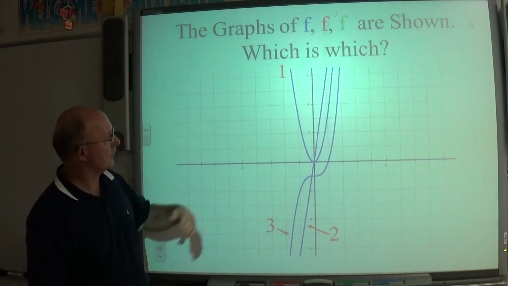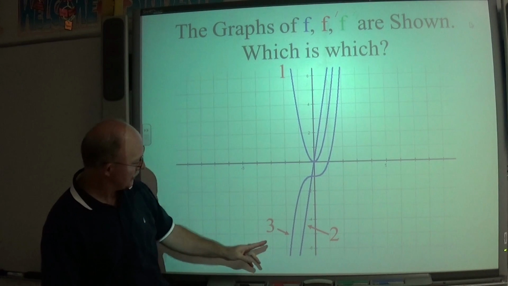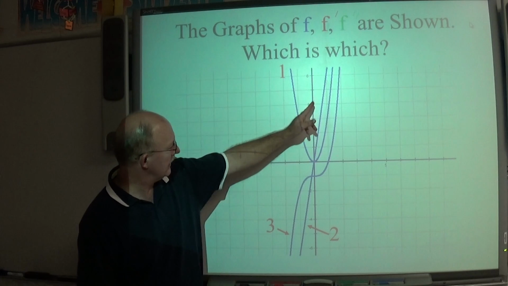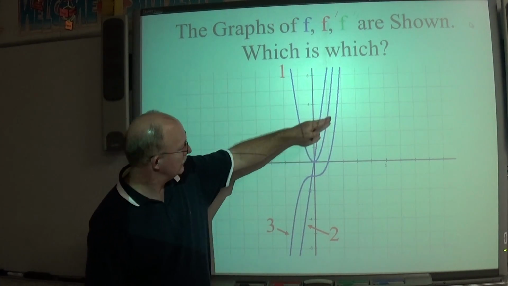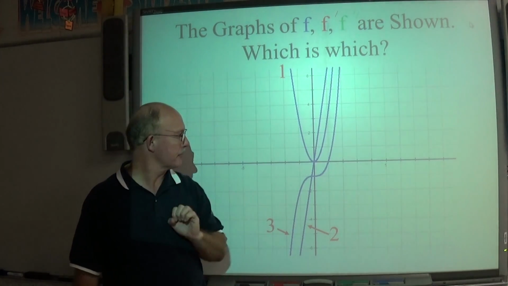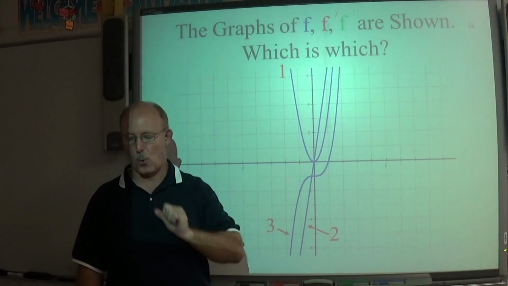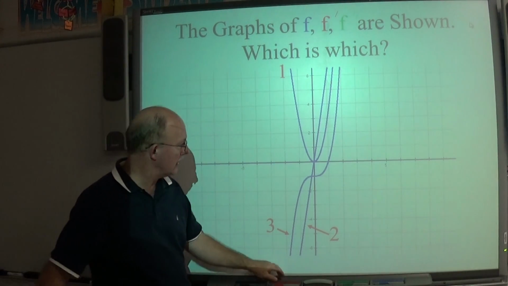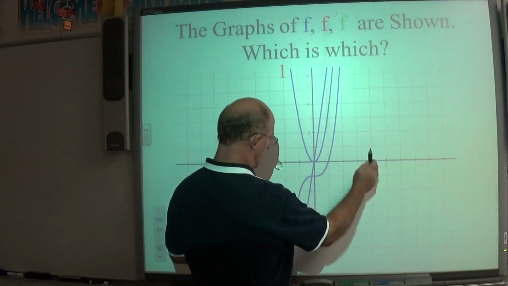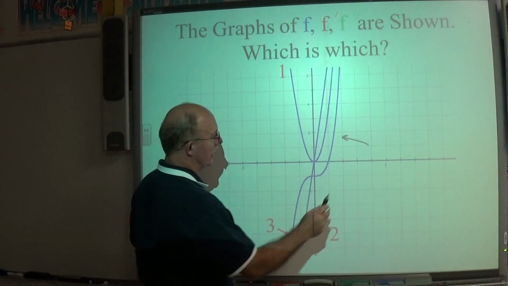Now you've got graph number 1, graph number 2, graph number 3. Just looking at these, graph number 3 looks to be a cubic function of some type. Graph number 2 is a linear function, and graph number 1 is a quadratic function. I know that a cubic function is degree 3, a quadratic function is degree 2, and a linear function is degree 1. So the highest degree here would be the cubic function.